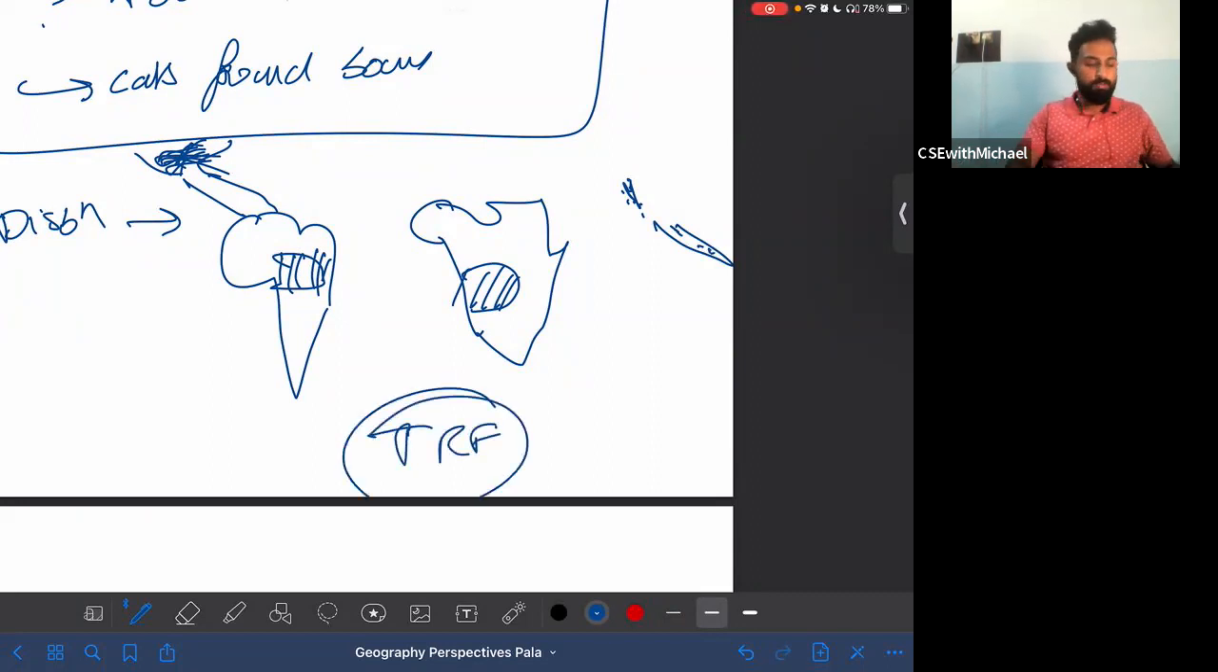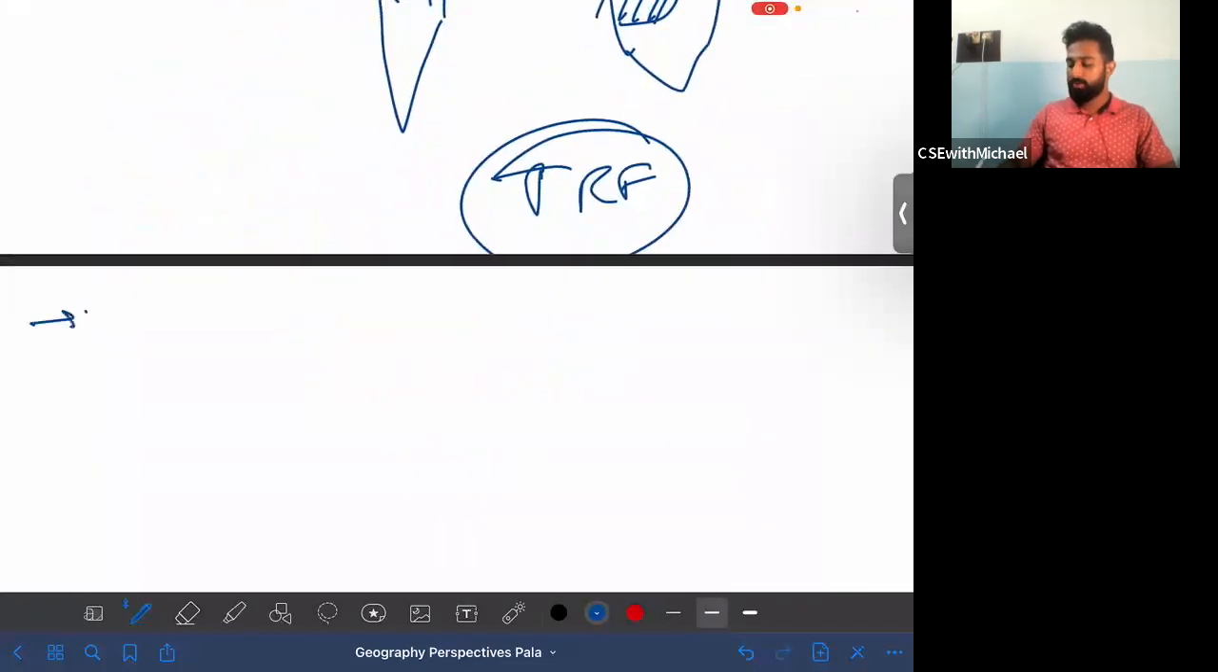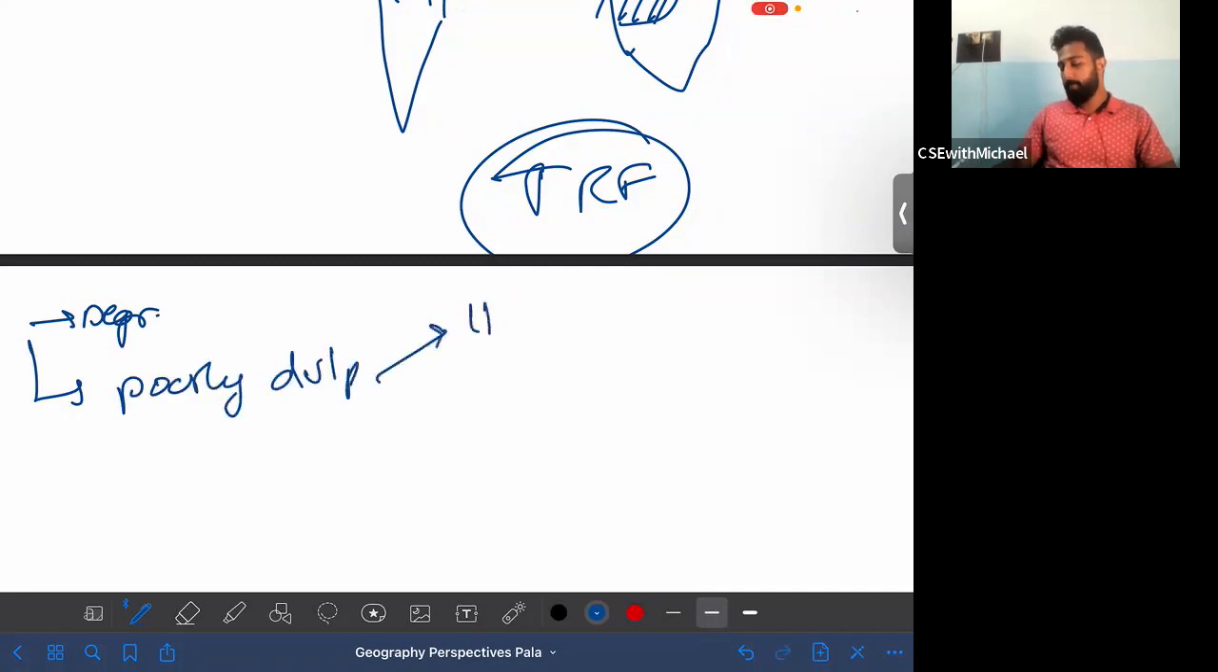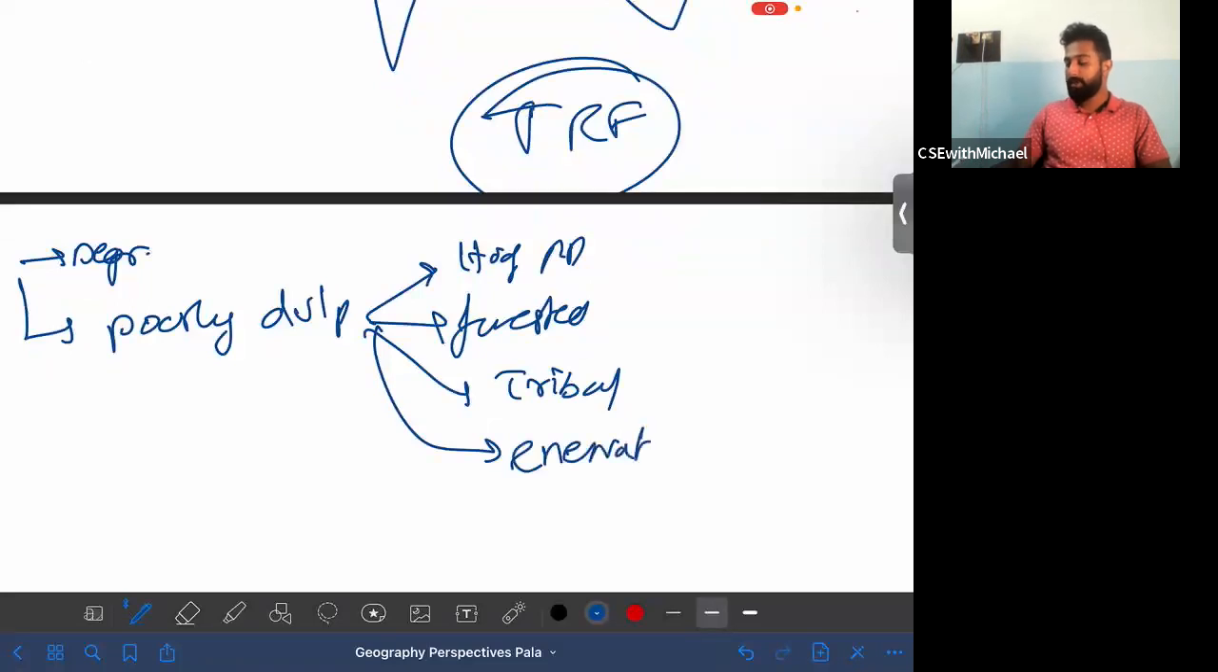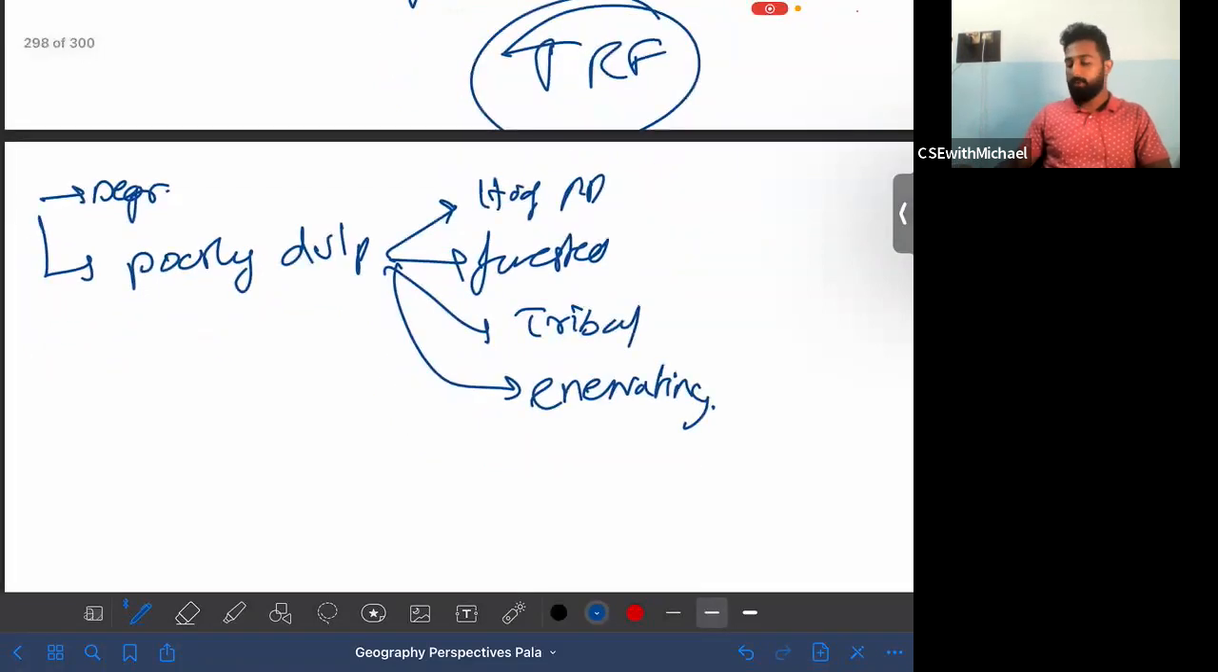So you can see that the Amazon rainforest is there. Again, the Congo rainforest is there. Asian forests are there. Some parts of the Central American belt are also regions where these areas are concerned. Now, as far as degradation or the human aspect is concerned, these are generally poorly developed regions owing to the high precipitation, forested belt, and tribal nature of the population. All this contributes to enervating conditions and has led to poor development and mostly backward regions.